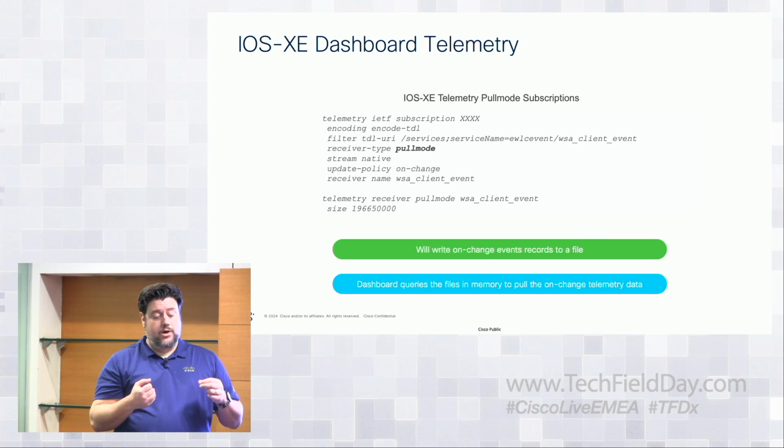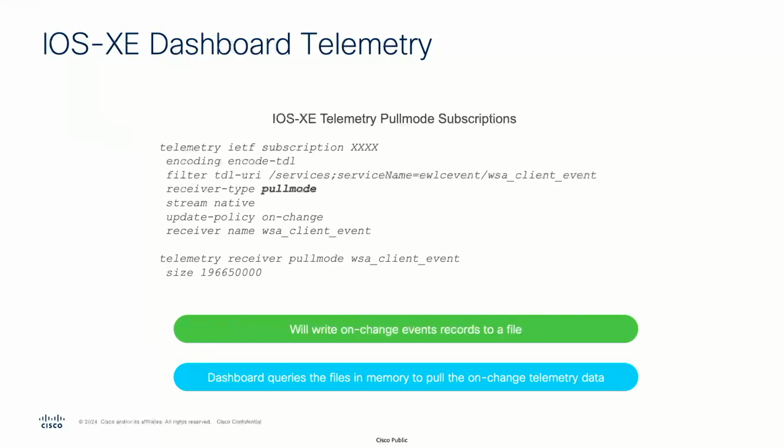In order to quickly and efficiently get the on-change events, you have a controller with thousands of clients, getting an event update every time it auths, deauths, goes through the connection process. So what we're actually doing now with this telemetry subscription is dashboard can go in and pull the data. We're storing that on-change data in memory. We'll quickly go in, and then that file gets overwritten. So you will see that configuration. That's the only two types of telemetry subscriptions configured on the box for that on-change data.